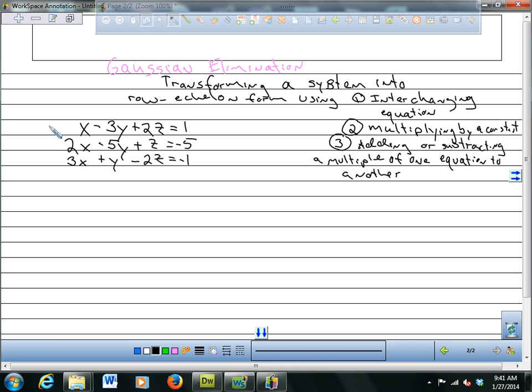So what I'm going to do is look at these two equations up here. How can I get rid of the x's up there? What would I have to multiply that top equation by? Negative 2. So I'm going to multiply that top equation by negative 2. And you guys are pretty good at math, so I'm not going to do the multiplication.